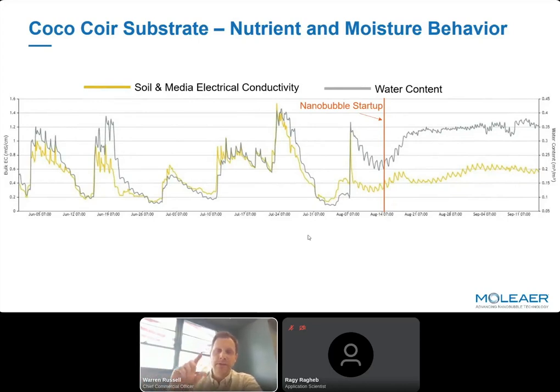It's almost like it's reaching a buffering saturation point, and that helps maintain the EC in a much more stable manner, as well as the moisture content, which seems to not fluctuate to the same degree with the starts and stops of the irrigation cycle. So it's pretty interesting. And I would tell you, as a consequence of this, this particular farm had some of the best yields that they've ever had.